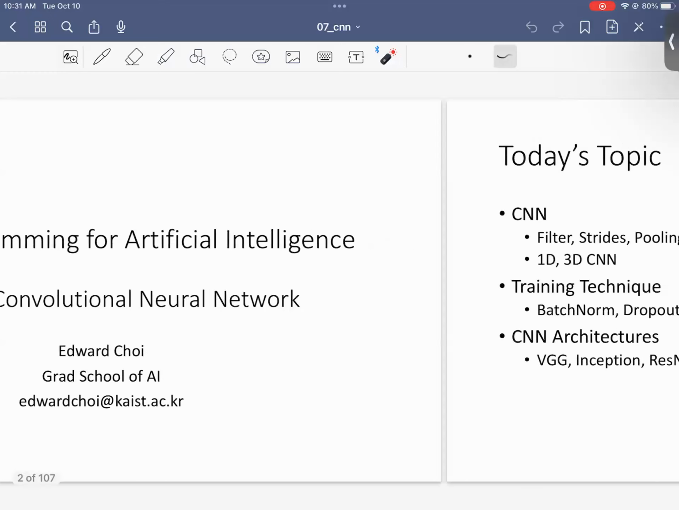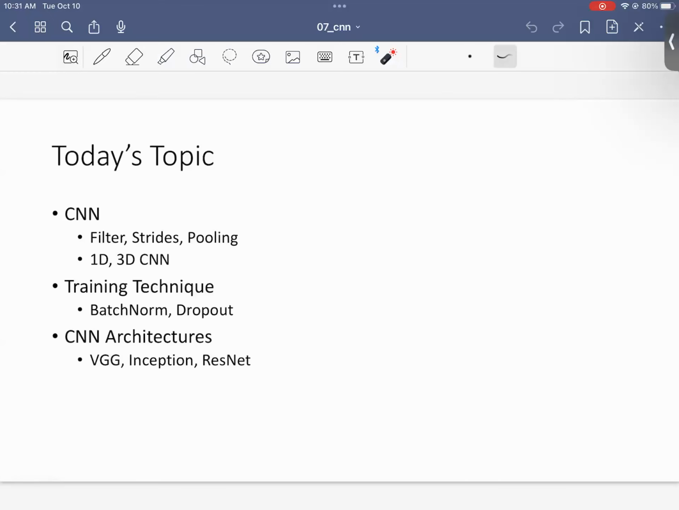All right, so today's topic. CNN: we're going to talk about the core components of CNN, which are the filters or kernels, strides, and pooling. And some of the side stuff like 1D CNN, 3D CNN, and training techniques. These are kind of old techniques, like BatchNorm and Dropout. They are no longer heavily used anymore, but still they have been a very core part of deep learning research advancement. So we'll touch upon that only slightly.